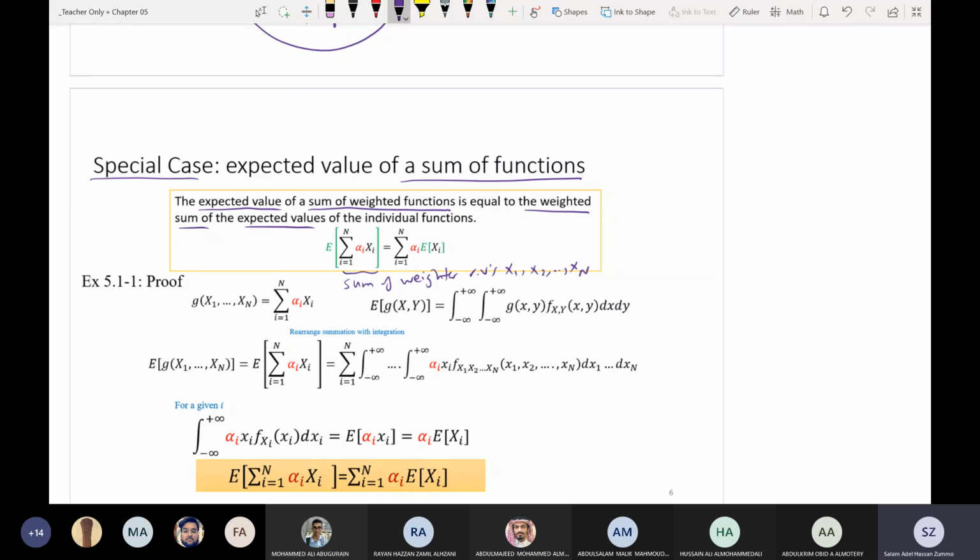Okay? Now, this expected value, we know that expected value operation is a linear operation, right? And because it's a linear operation, you can get the expected value inside. Or in other words, I can take the summation outside. And we get basically, this is equal to the summation of alpha i multiplied by the expected value of xi.